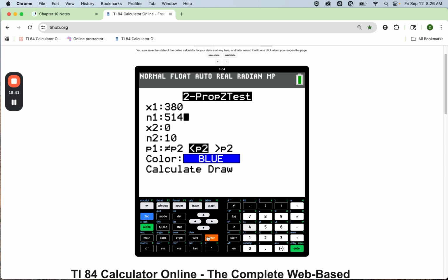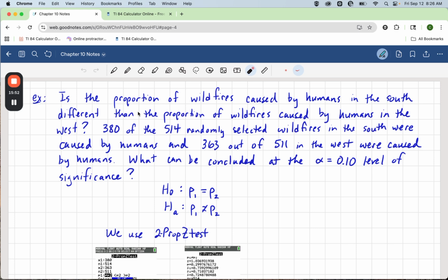A lot more thunderstorms in the south than there are in the Willamette Valley, so it seems to me like more fires would be caused by humans here, but I guess there's a lot of thunderstorms in the mountains.